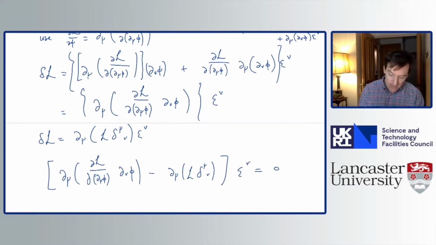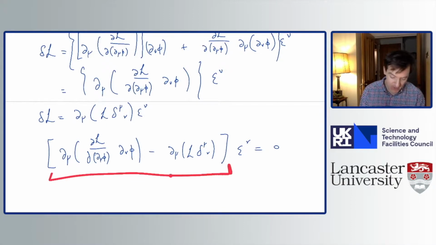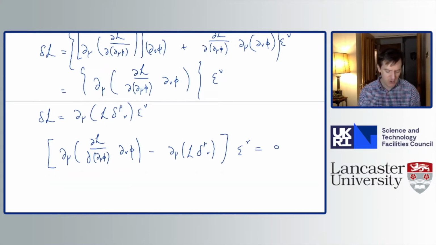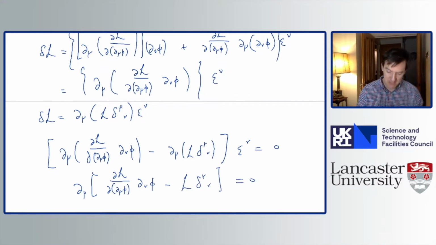So since this holds for any epsilon, the term in square brackets in general must be 0. Okay, so we must be able to set this whole piece equal to 0. But you'll also notice that we have this partial derivative with respect to mu in front of both terms. This bit in brackets is actually telling me that this must be equal to 0.